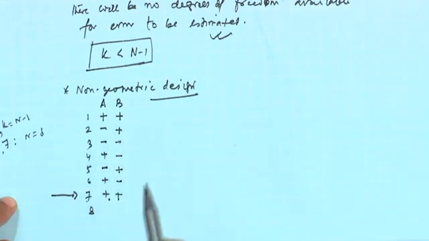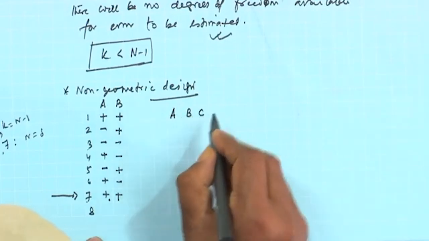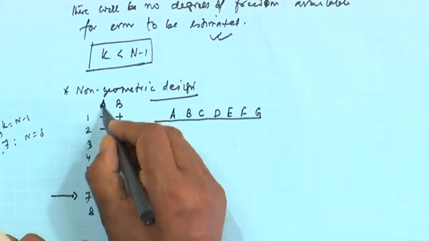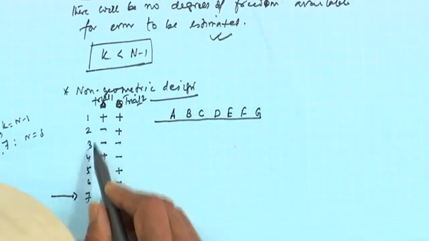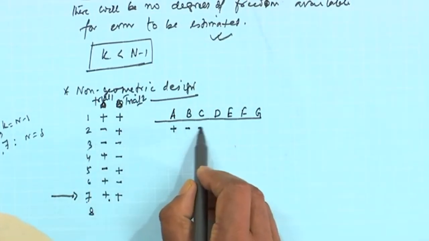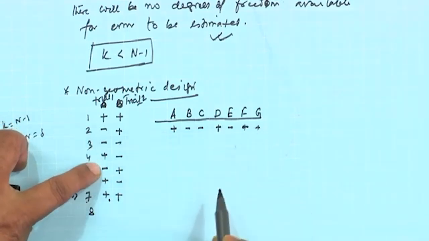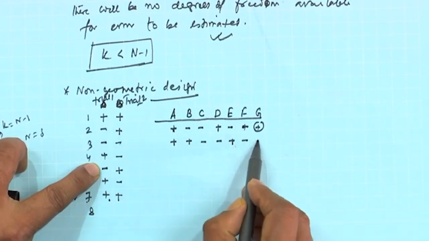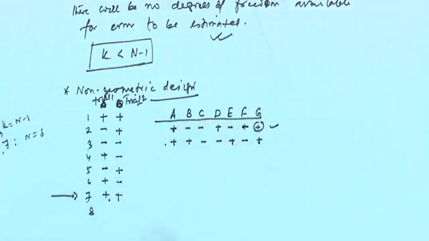What I mean to say is, I think I have given it a little differently. Write it down in this manner. Suppose I have A, B, C, D, E, F, G, 7 factors. This is my trial 1 and this one is trial 2. In trial 1, A is plus, minus, minus, plus, minus, plus, plus. And the second one will start from here: plus, then you start from the beginning, plus, minus, minus, plus, minus, plus. In this manner, when the first one ends, the second one starts, and you repeat this process.